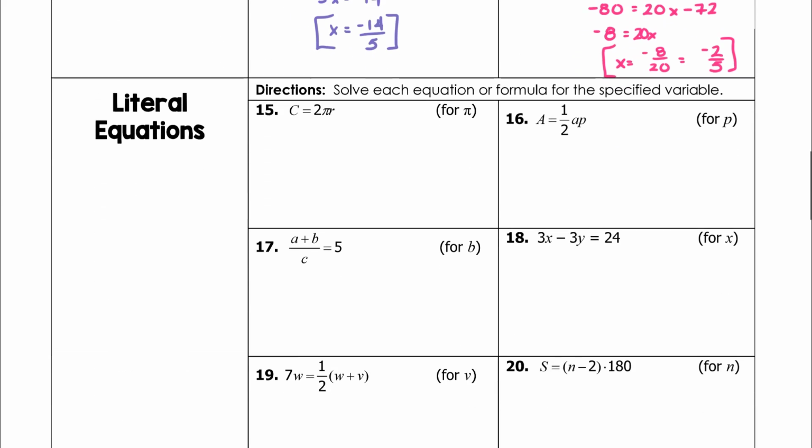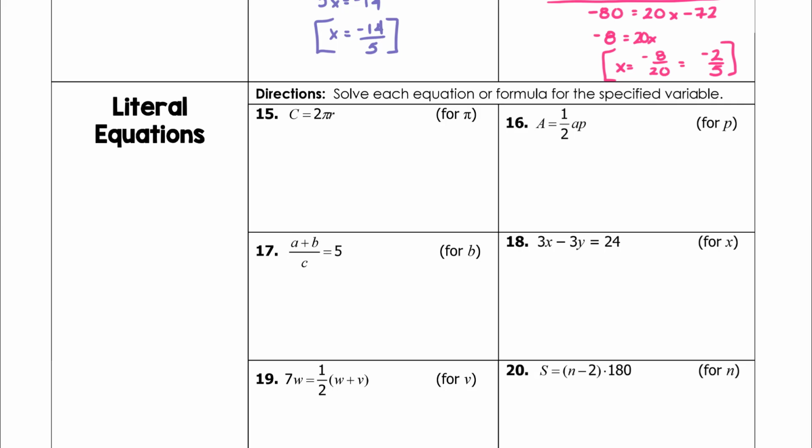The last thing that we're going to look at on this set of notes are literal equations. There's a few questions like this on the homework. You're simply given an equation and you're asked to solve it in terms of a specified variable. For number 15, it says to solve it for pi. So we're just getting pi by itself. One way to look at this is we have c is equal to 2r times pi. Because multiplication is commutative, I can rearrange that. And now it's just one step. I can divide everything by 2r. And that gives me my value for pi.